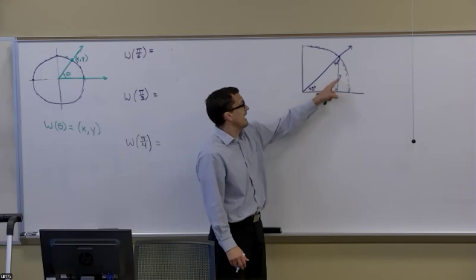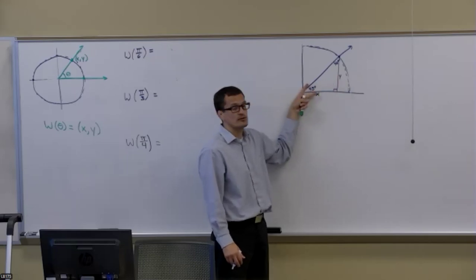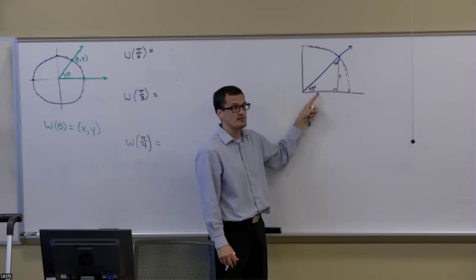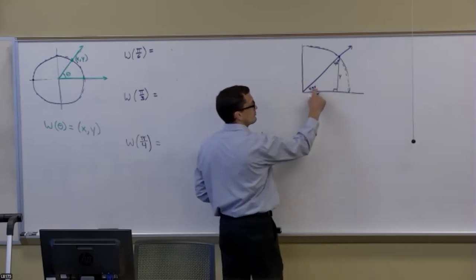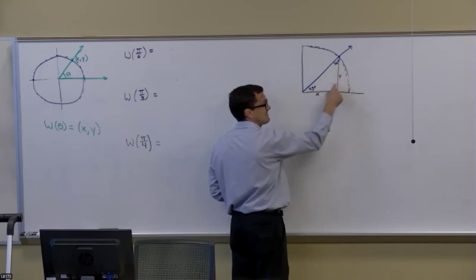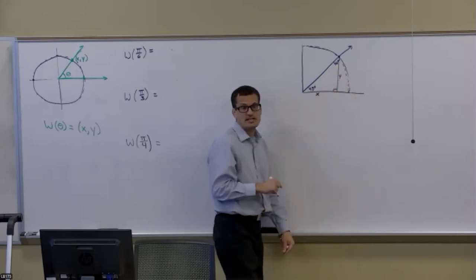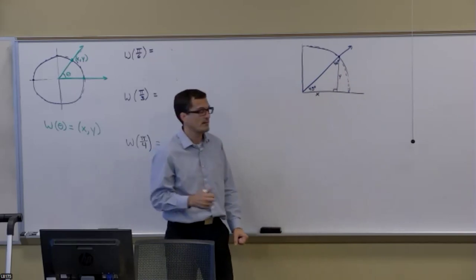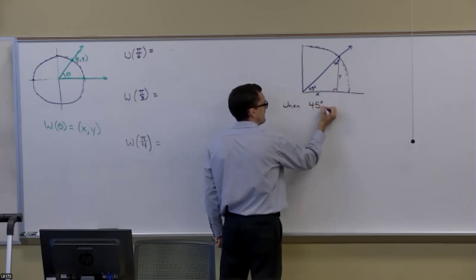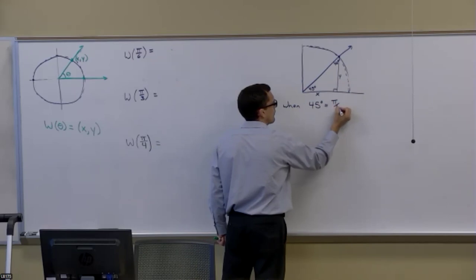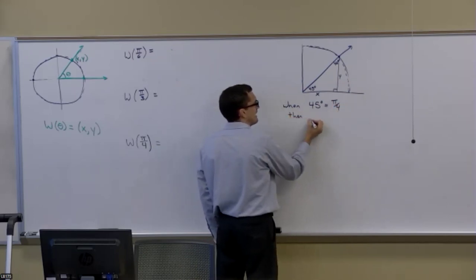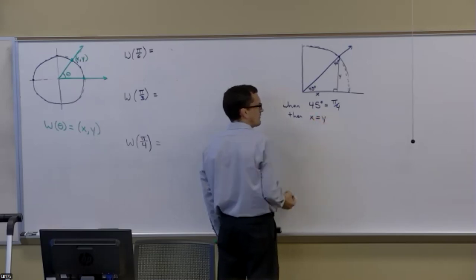But what does that mean x and y have to be if this is a 45-degree angle? That means x and y have to be the same. Because this one is opposite of 45 degrees. This one's opposite of 45 degrees. So this is an isosceles triangle, specifically an isosceles right triangle. Okay. So when we have 45 degrees or pi over 4, then x and y are the same.